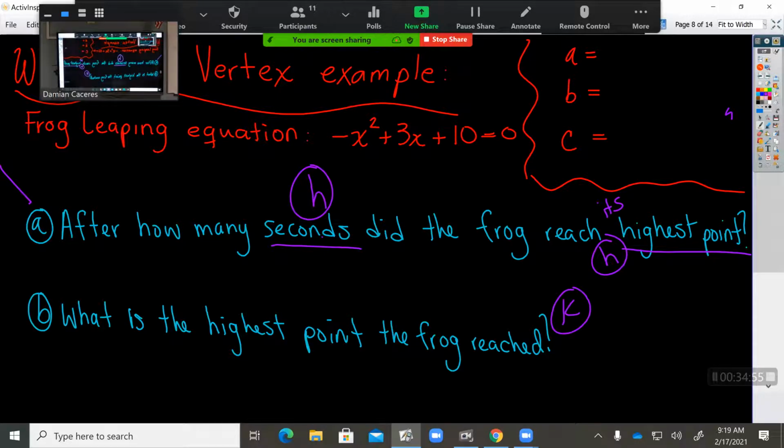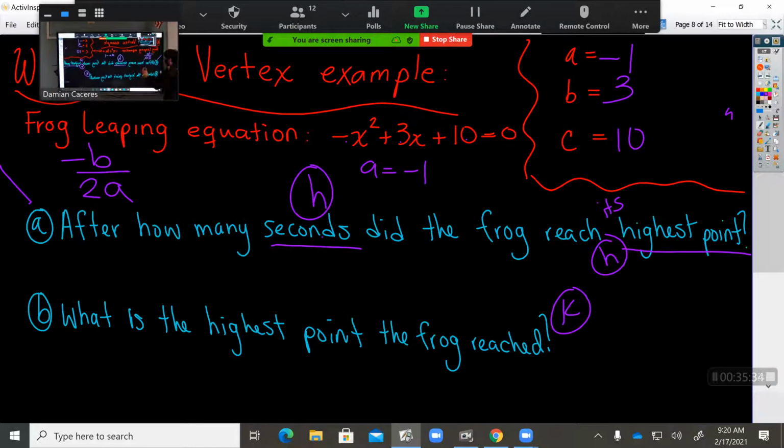In word problems, h will always be positive. If you get a negative h value on a word problem, you did something wrong with negative b divided by 2a. So pay attention here so we can get on with it. After how many seconds? That tells me I got to find h. How do I find h? Negative b divided by 2a. So in this case, a is negative 1. b is positive 3. And c is positive 10.